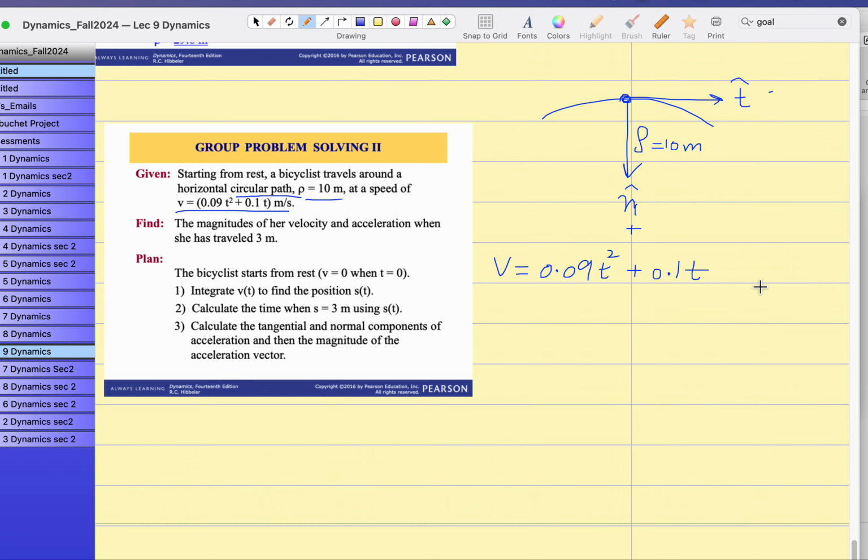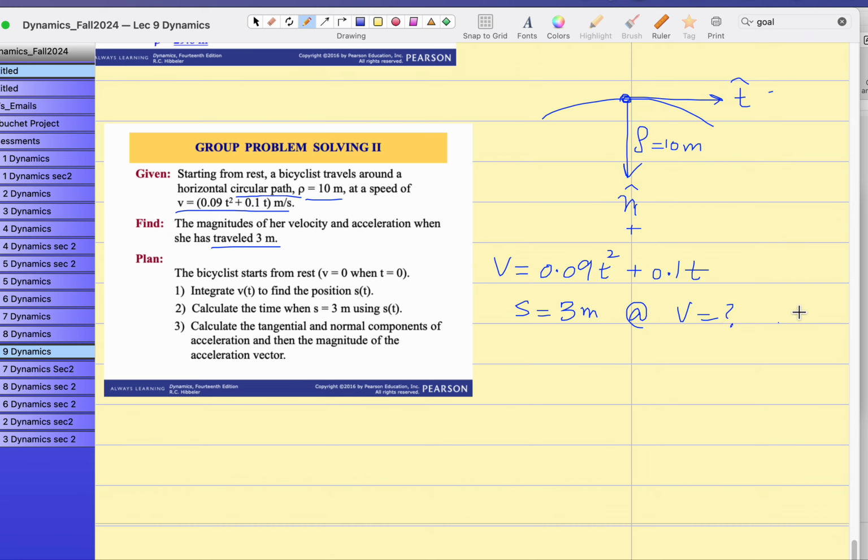Agreed? If you plug in time, maybe 1 second, 2 seconds, you can find the speed at that instant. But do we have time given? No, they haven't given us the time to find the location. They have given us the distance. But there is a way. If you see such a problem, you don't have time, you know the distance. So at this distance, what is the velocity?